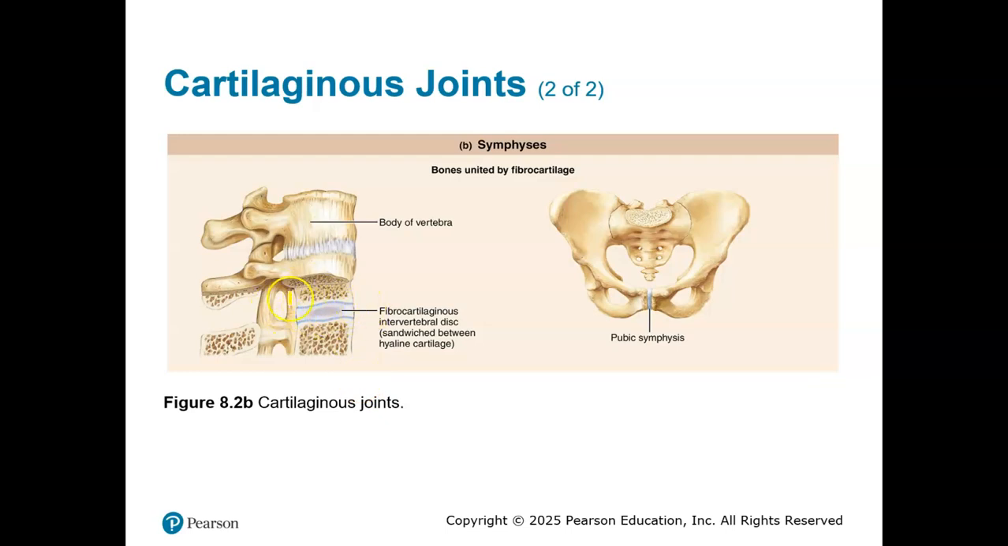So both of these, the joints between the vertebrae, the intervertebral joints, and the pubic symphysis, are composed of fibrocartilage between the joints. With the pubic symphysis, when a woman goes into labor, when she's having a baby, the pubic symphysis will actually soften, and it will allow the hips to spread so the baby can get through the pelvis easier. All right.